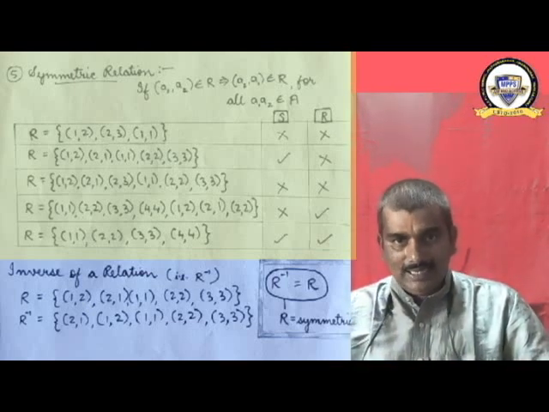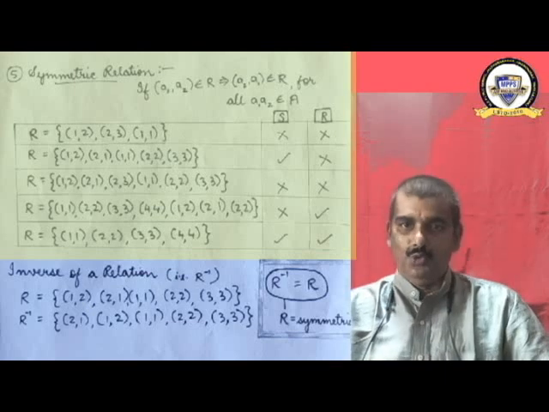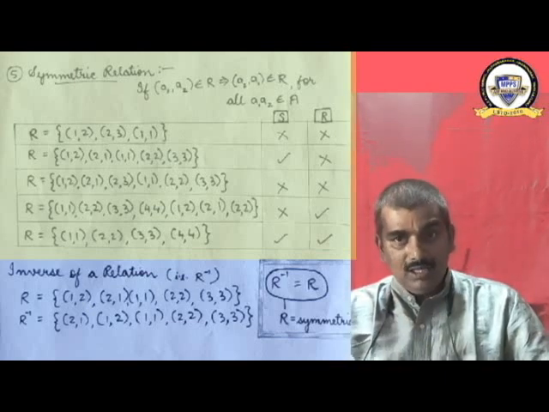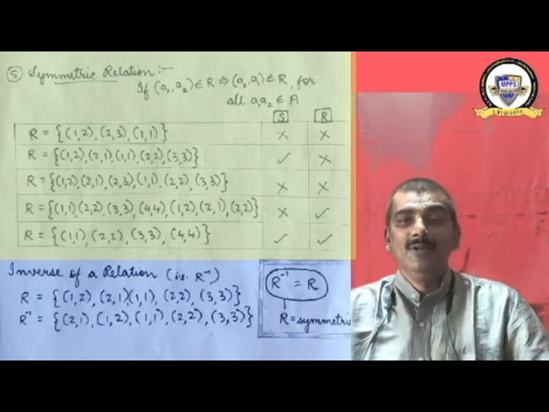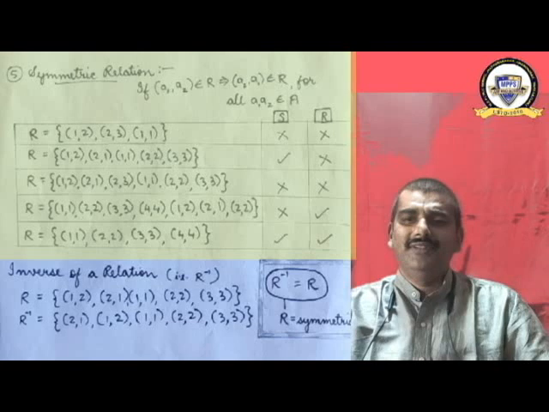Now the third relation: 1 2, 2 1, 2 3, then 3 2 is not there. So you don't want to go ahead, that is not symmetric.